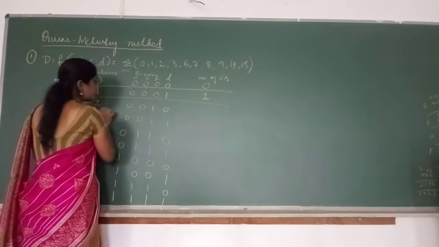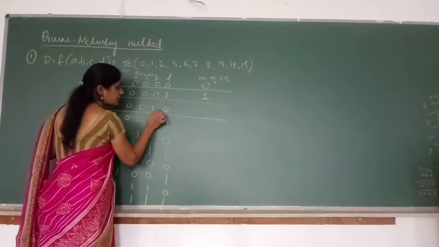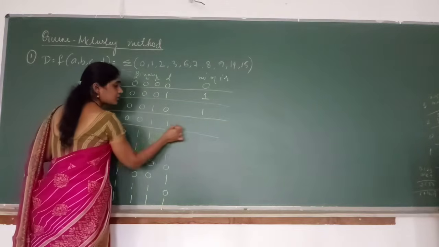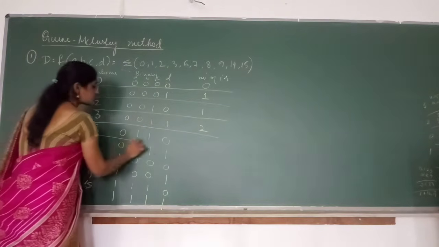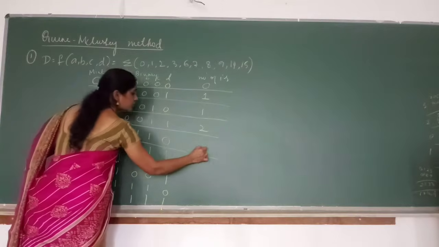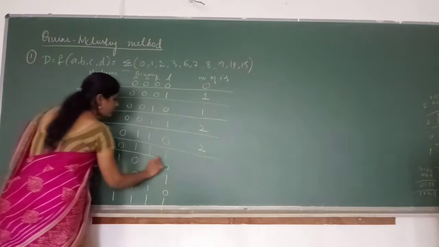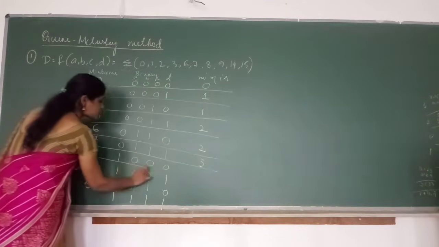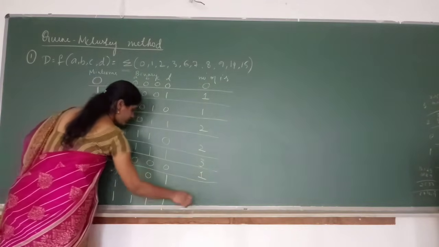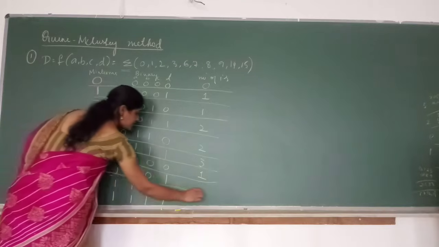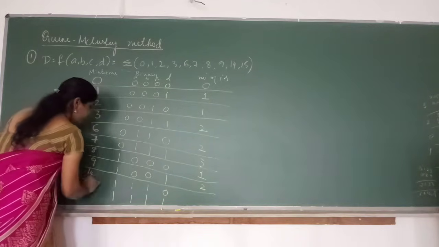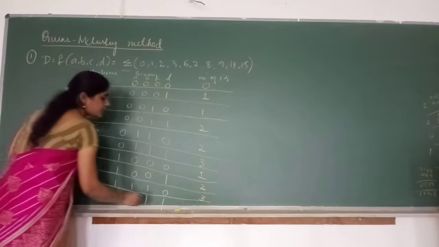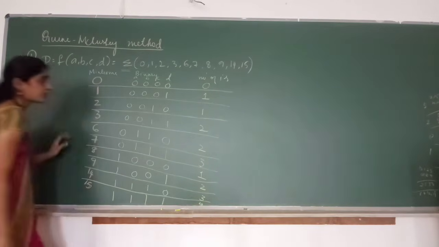For 2, how many ones? 1. For 3, 2. For 6, 2. For 7, 1, 2, 3, so 3. For 8, 1. For 9, 2. For 14, 3. For 15, 4. Okay.